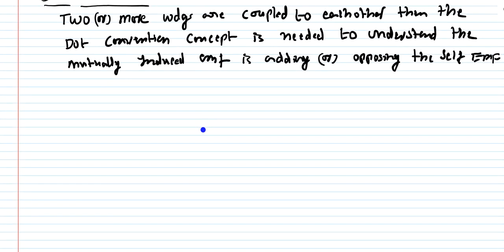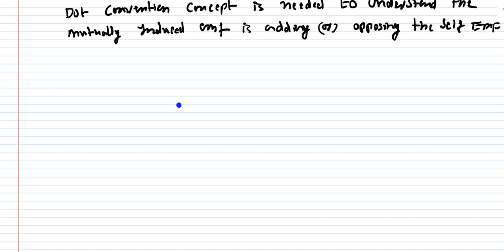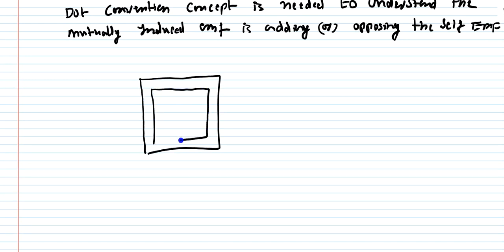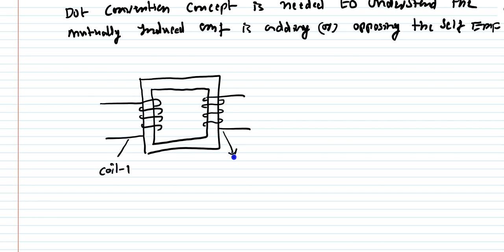So let us consider a very simple diagram of two windings. Suppose I have a simple core. On this core the two windings are simply coupled to each other. This is what I just wanted to show here: winding, or you can say coil 1, and this is coil 2.